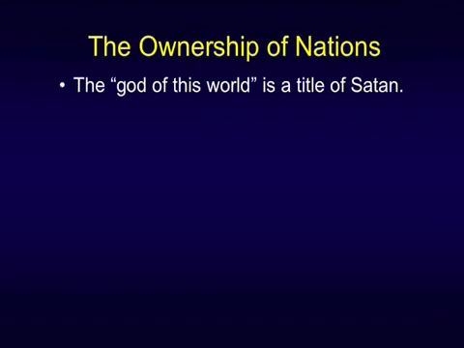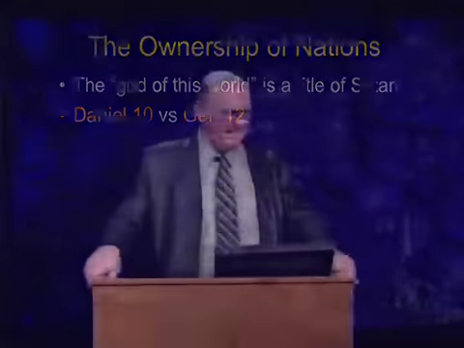That's how Satan got in trouble in the first place. Isaiah 14, Ezekiel 28, do your homework. You know what I'm talking about. The ownership of the nations. You know, it's interesting. The God of this world is his title. In Daniel chapter 10, we have a strange, strange incident. Daniel is on a fast and prayer for 21 days. And after 21 days, he gets interrupted in his prayer.